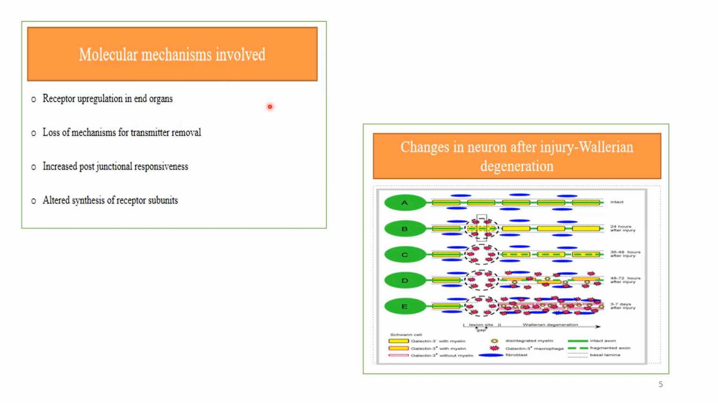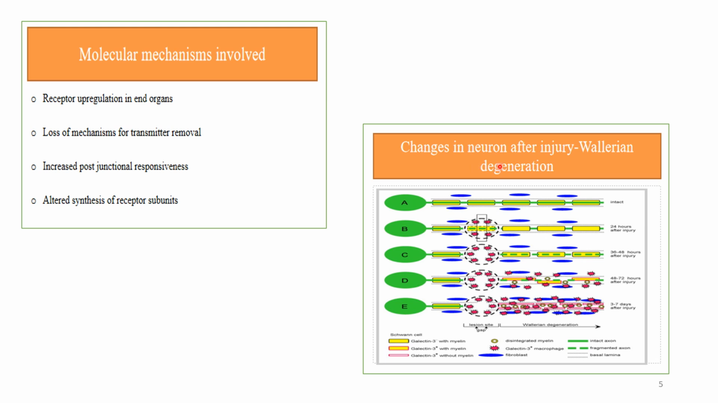The molecular mechanisms involved are upregulation of the receptors in the end organs, that is, the receptors present on the motor end plate are increased, and loss of mechanisms for transmitter removal. So when acetylcholine is released in the synaptic cleft, there is no acetylcholinesterase at that level, so there is loss of mechanism for removal of the neurotransmitter. And there is increased post-junctional responsiveness, and altered synthesis of subunit receptors. So all these are the mechanisms involved in denervation hypersensitivity.